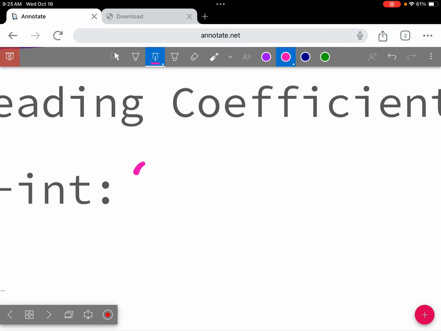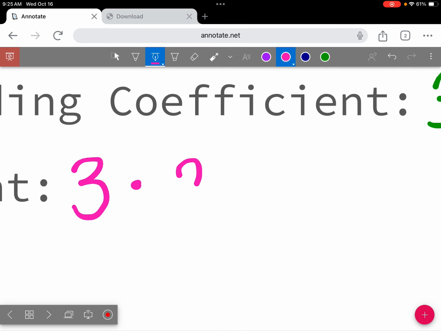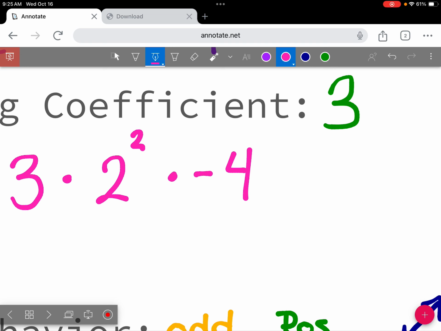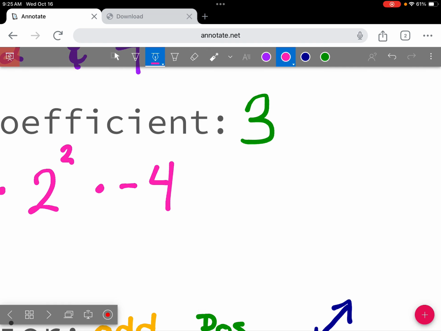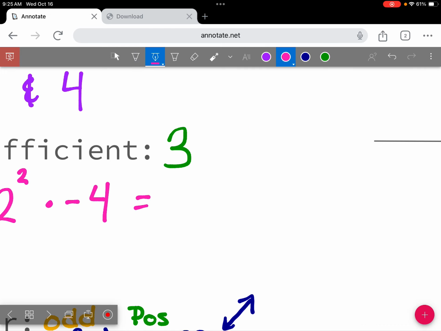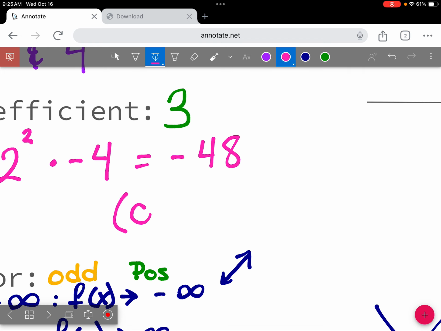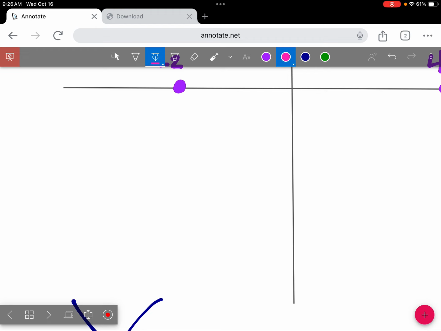So we're going to take our leading coefficient, that 3 from out in front, times our 2, that is being squared, it's inside the square, times our -4. So we have 3, our leading coefficient, times 2, times -4. Our y-intercept is going to be at -48. So it's the point 0, -48. Which means when I go to my little sketch, I'm just going to put it down here and label it -48.